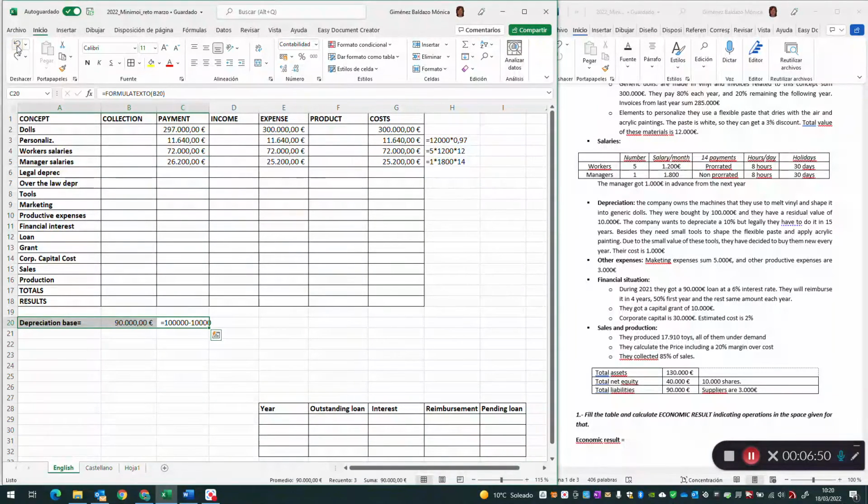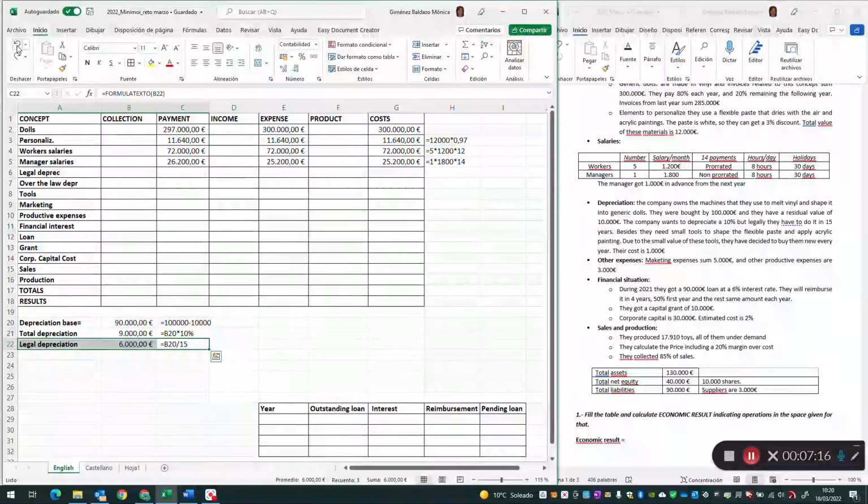So our depreciation base will only consider the machines. So we have the 100,000 minus the residual value. There are no lamps, okay? So nothing to do with the lamps. Now we're going to calculate the total depreciation, which is the 10%. So 10% of the depreciation base. Then we have the legal depreciation, which is 15 years. So we need to divide this 90,000 by 15 years. And the difference between total and legal depreciation is the over-the-law depreciation.